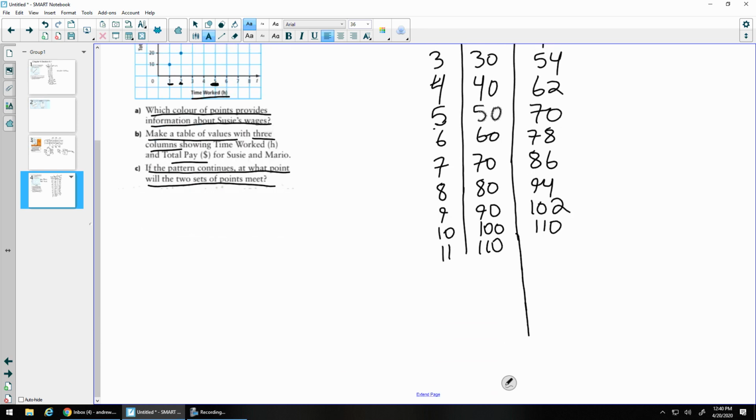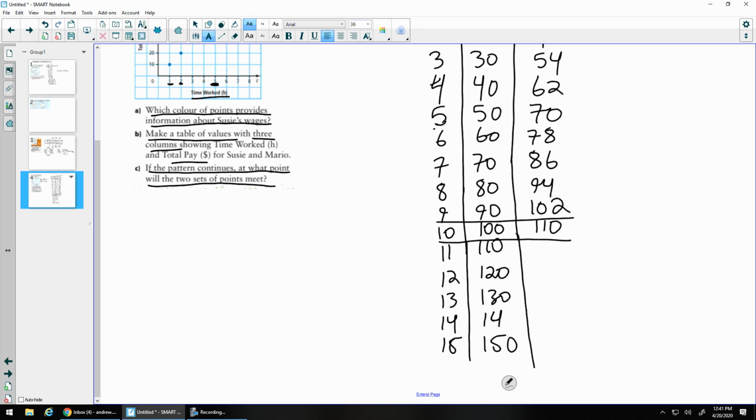We can continue our pattern. Oh boy, let's just keep these. So 11, 12, 13, 14, 15. So at 15, Mario's getting 150. 120, 130, 140. Okay, this is one way to solve it.